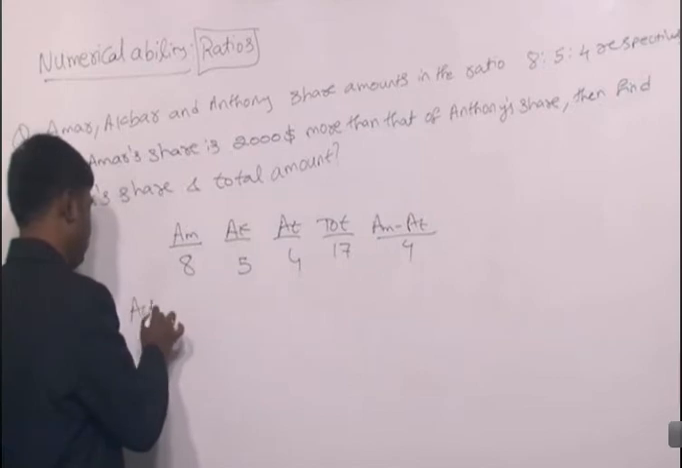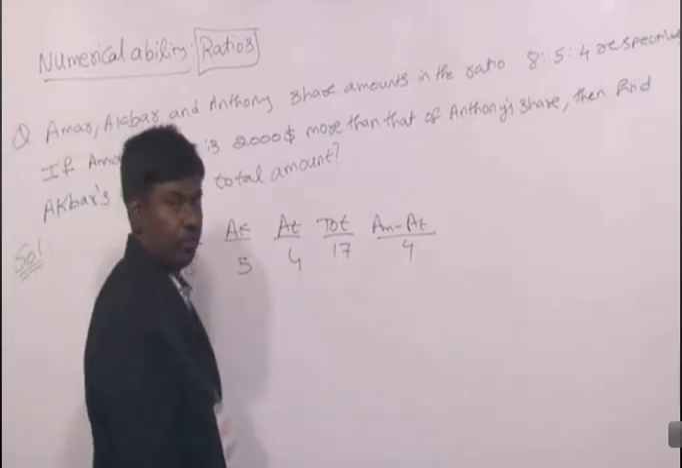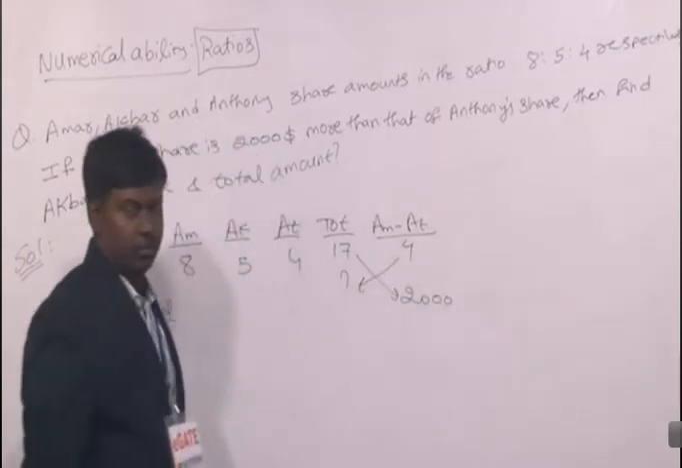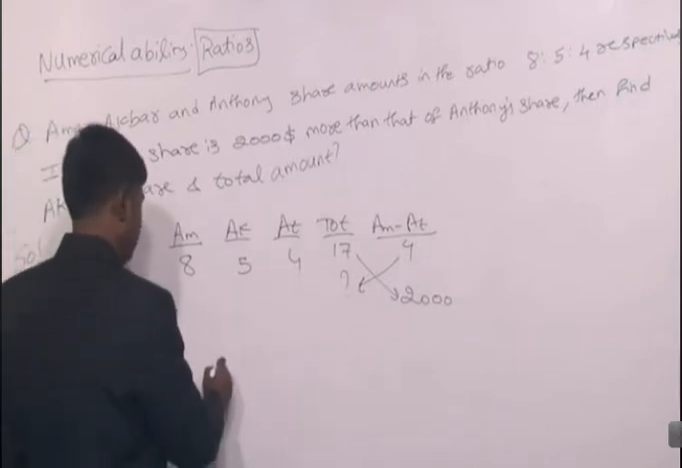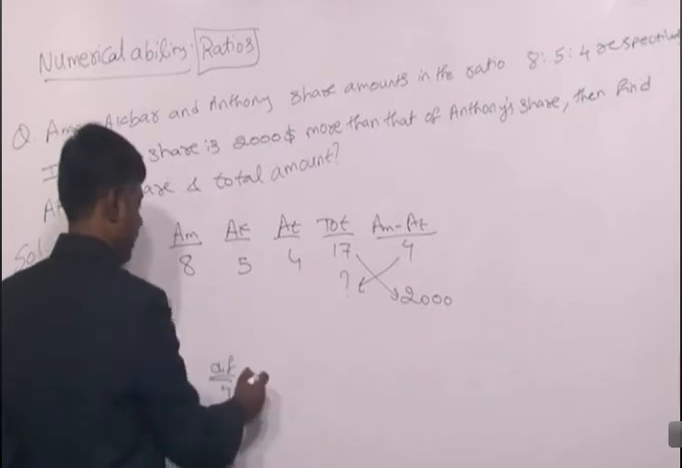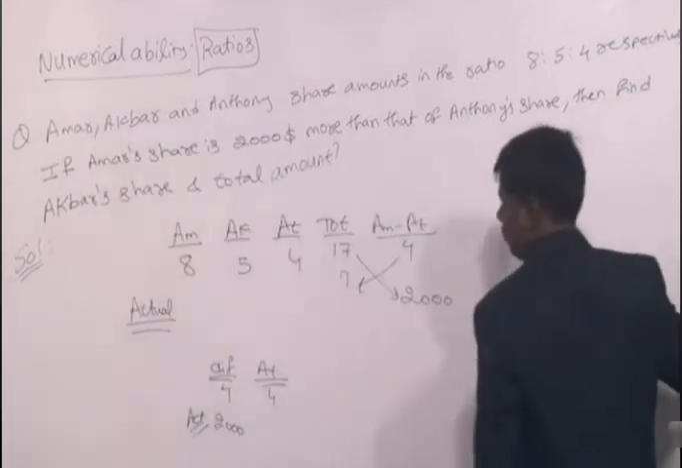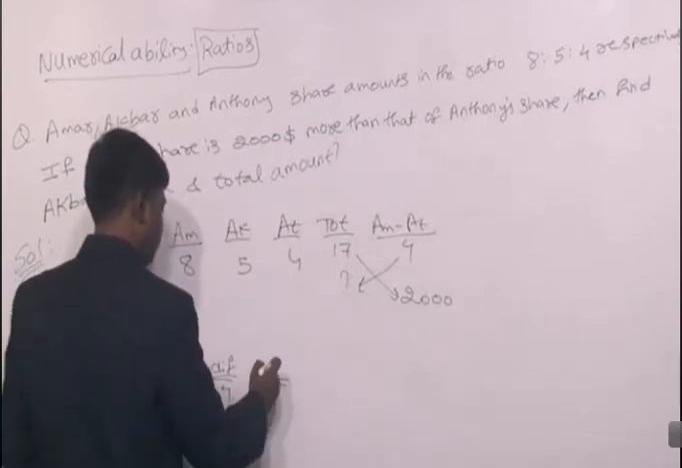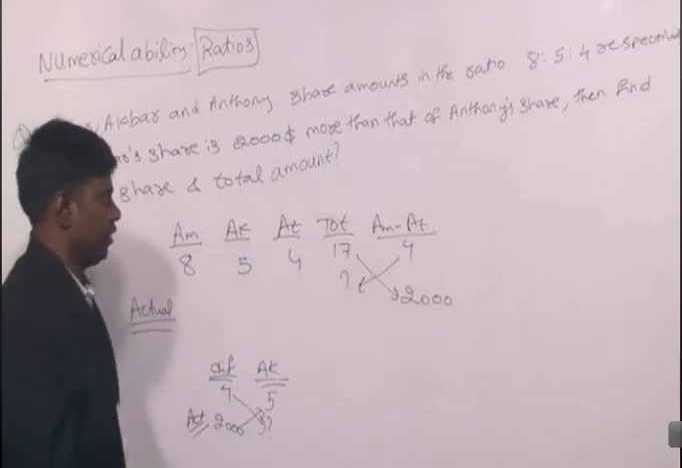So let us consider the actual values. The difference is 2000. Amar's share is $2000 more than that of Anthony's. So if it is 2000, then how much should this be? Right? From there you get the total. Similarly, the difference, if it is 4, Anthony's share is also 4. If this is 2000, you are supposed to find out Akbar's share. Then how much should this be? 500 times, here also 500 times.